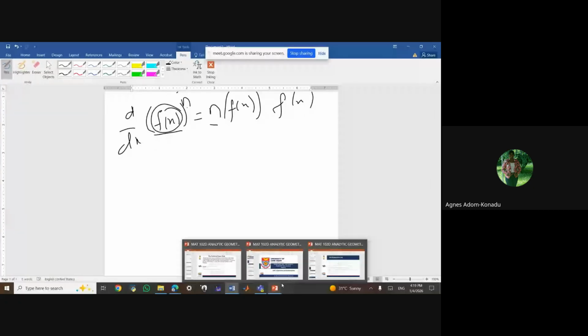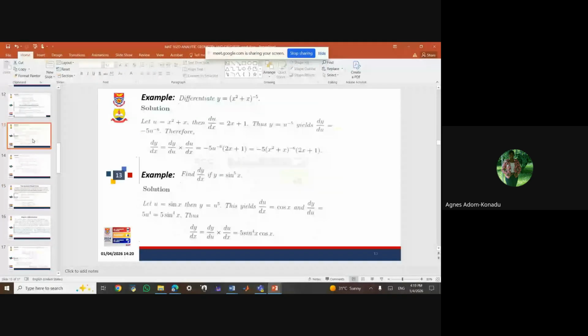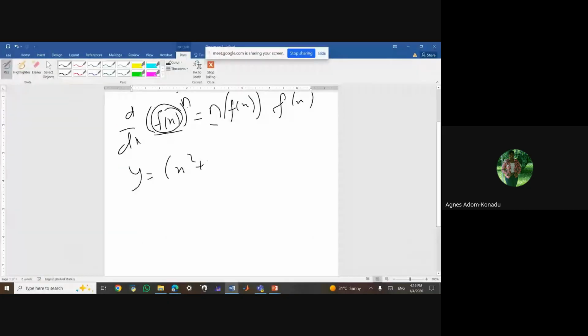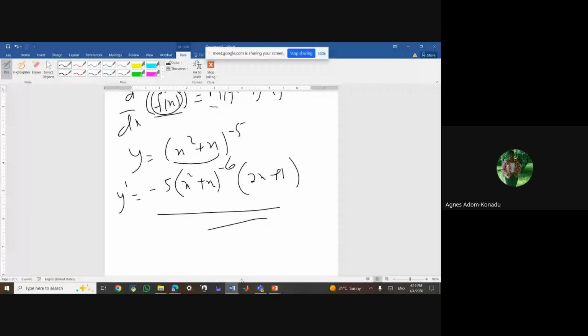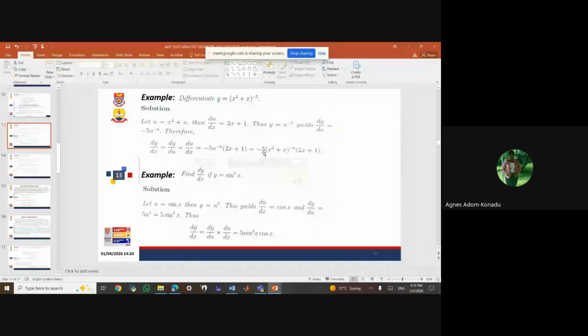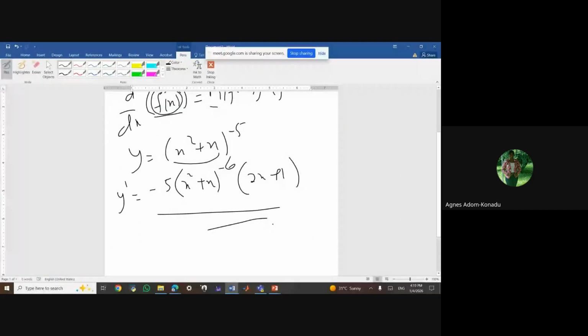So, example from what our brother asked, the first one he asked if we can solve using the general power rule. So y is equal to (x squared plus x) to the power minus 5. To differentiate this, my y prime will be, using this rule, I'll drop the minus 5. So I have minus 5 times (x squared plus x) to the power minus 5 minus 1, which is minus 6. Then after that, I will differentiate this. The differential of x squared plus x is 2x plus 1. And you will see that when you compare it with the quotient rule, we had the same thing: negative 5 (x squared plus x) to the power minus 6 times (2x plus 1). So that is the general power rule.